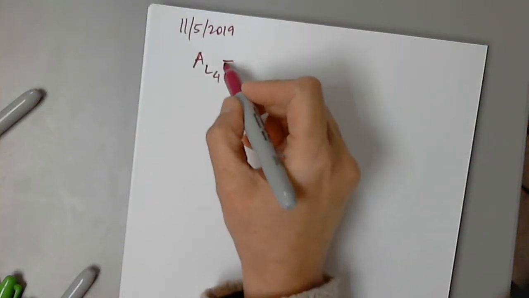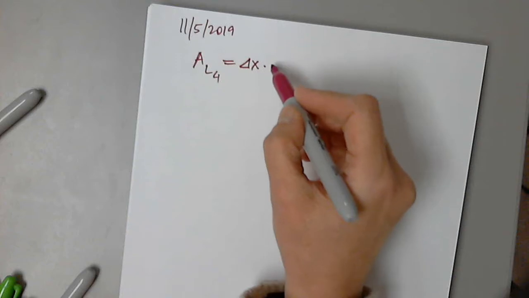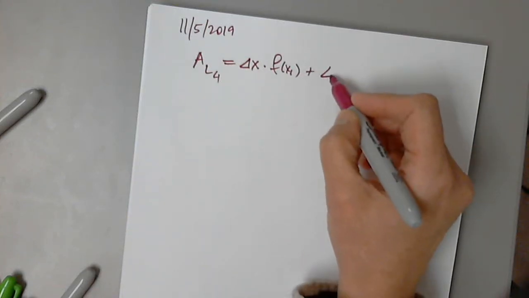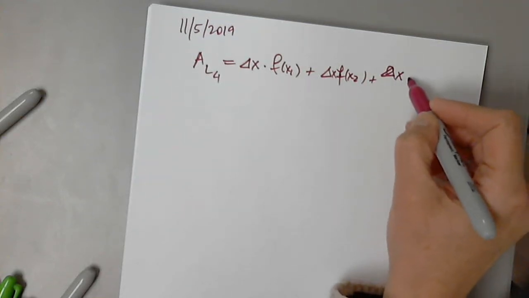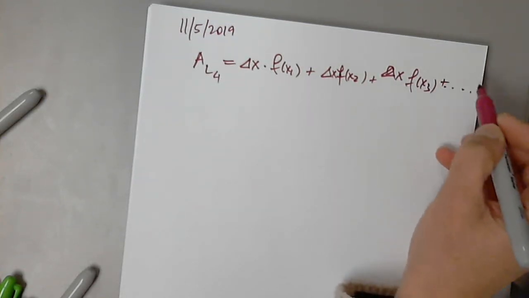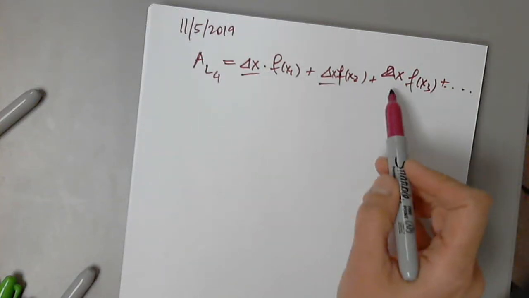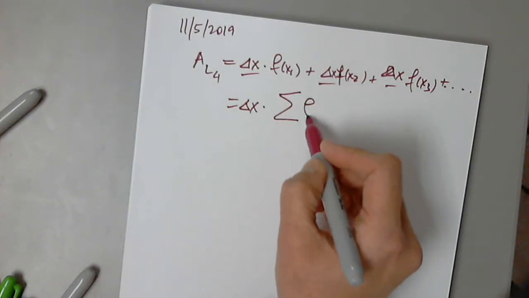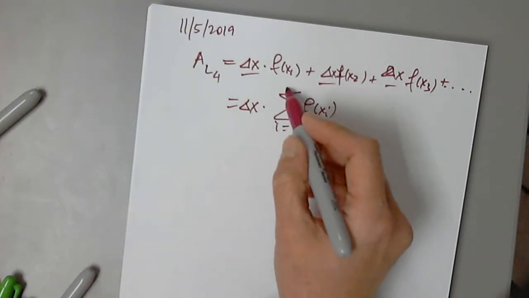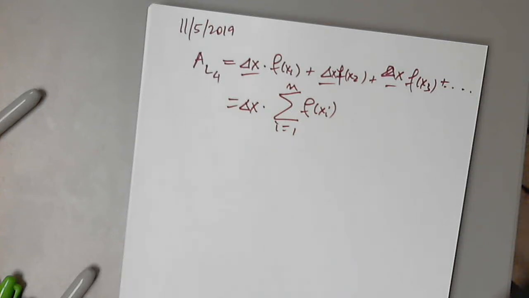We said this is delta x times f of x1 plus delta x times f of x2 plus delta x times f of x3 plus dot dot dot, right? So this is the constant that goes outside. That's why we can write delta x times the sum of f of xi from i equals 1 through n, because all those have the same width. So the base, or the width of the rectangle, is the same one.